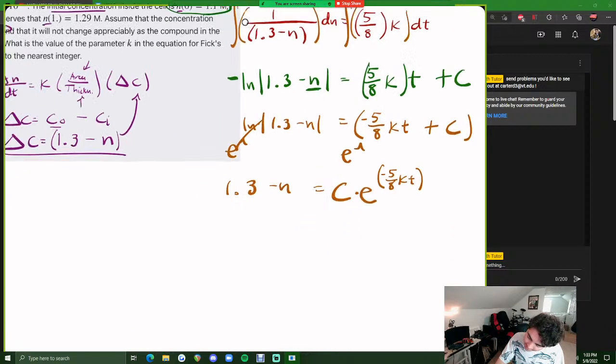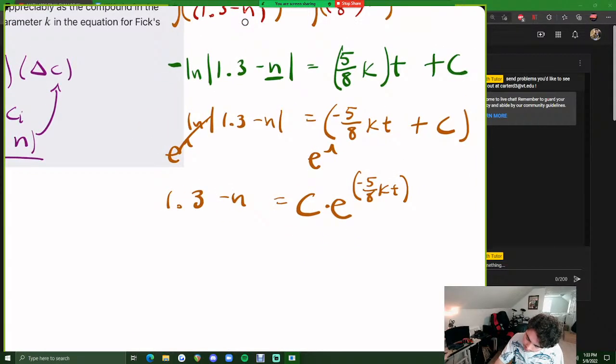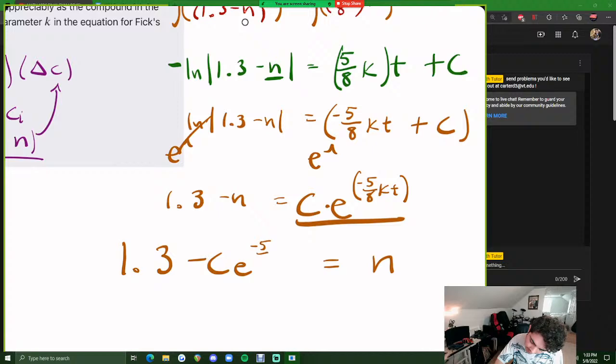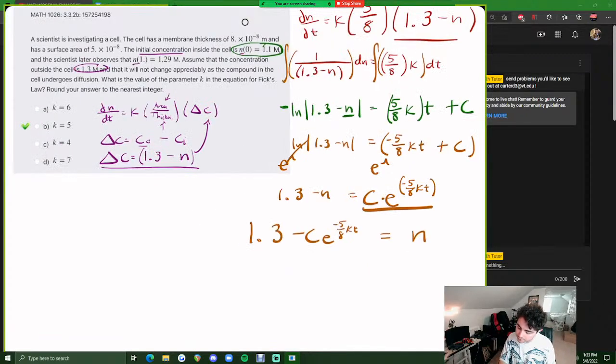So now, to get n by itself, I'll do maybe a different method you might not use, I don't know. I'm going to add this n over here, and I'm going to subtract all this stuff over here. So flip-flopping these to get the positive n over here, and I'll subtract c e to the negative 5/8 kt here. Now we have a function for n for which we can solve for c. All right, crushing it so far. Let's see what we can do.